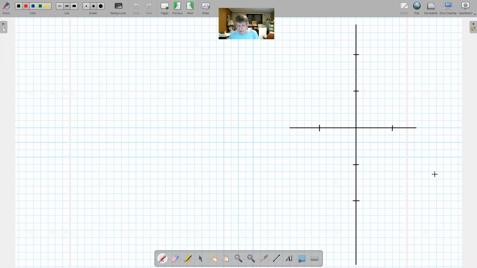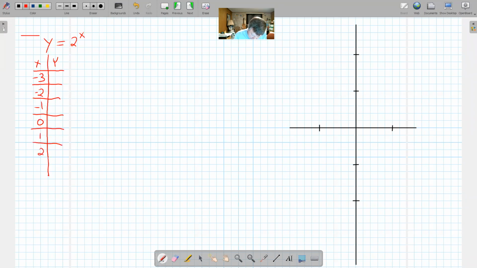All right, we're going to switch to a different screen. So here we have the graphing screen, and we're going to look at an example of an exponential equation. The first one we're going to look at is y equals 2 to the x power. All right, so let's make a table of values. I'm going to let x go from -3 to +3. So let's see what we get.